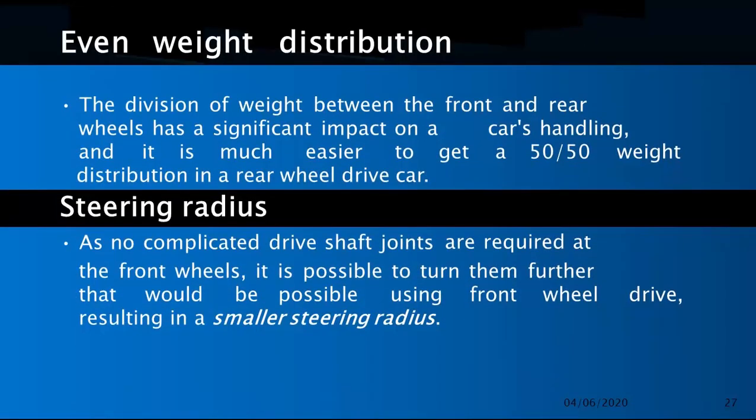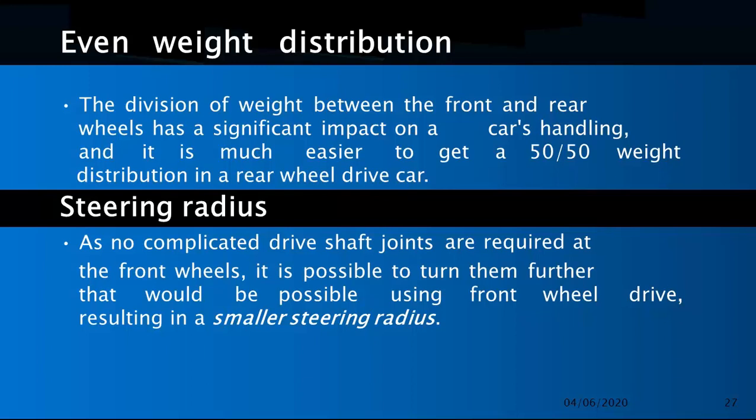Second advantage is even weight distribution, and third one is steering radius. I will explain the steering radius later when we study the steering, but even weight distribution is 50-50 in this case. Why 50-50? Because the division of weight between the front and rear wheels has a significant impact on a car's handling, and that is why the rear wheel drive car has the 50/50 weight distribution.